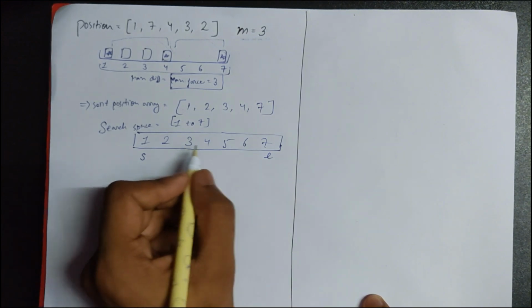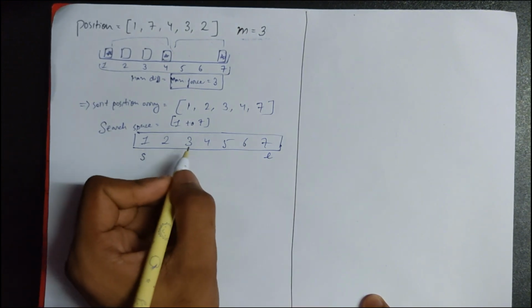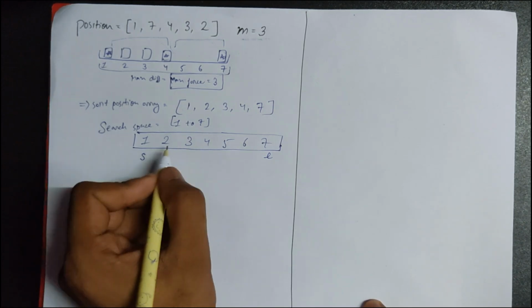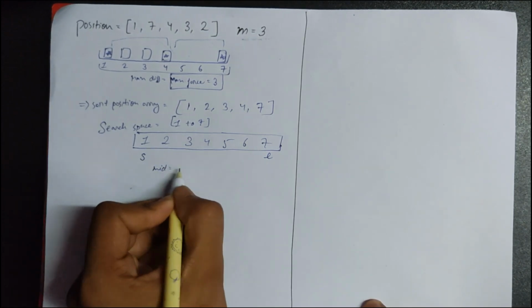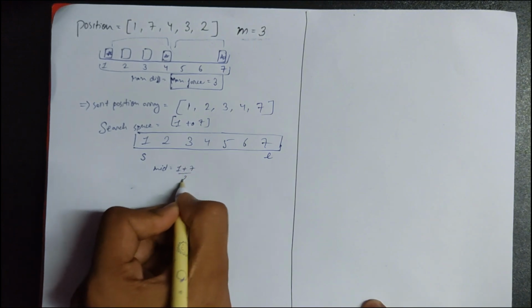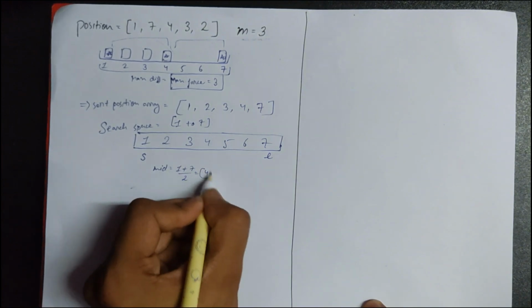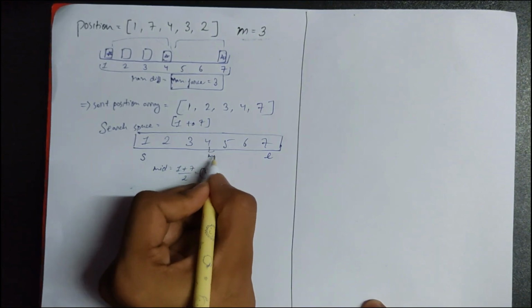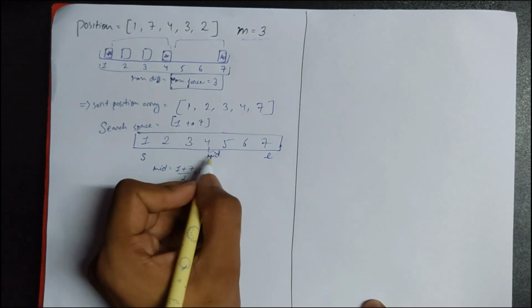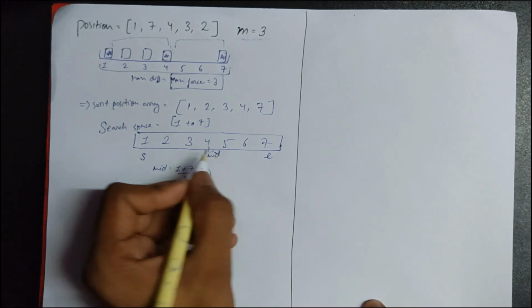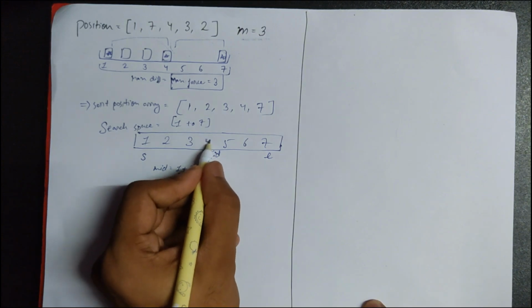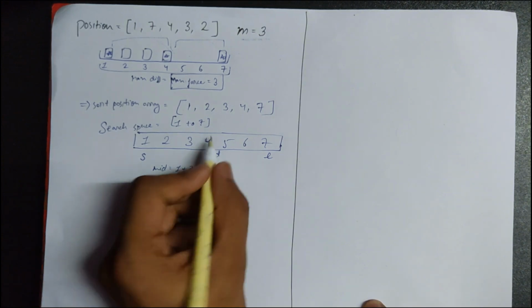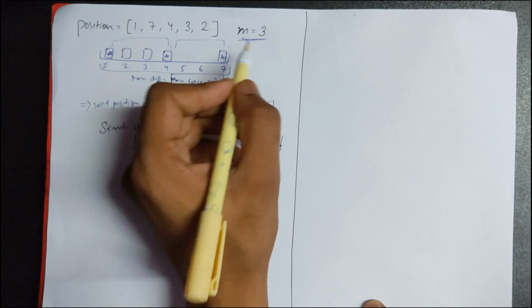So for this example, firstly we will check for the mid. So what will be the mid? Mid equals, at this point, 1 plus 7 by 2, which equals 4. So this will be mid. And now we will check whether we can place the balls in such a way that the maximum force will be 4, and we can place 3 balls, which is m equals 3 as given, or not.